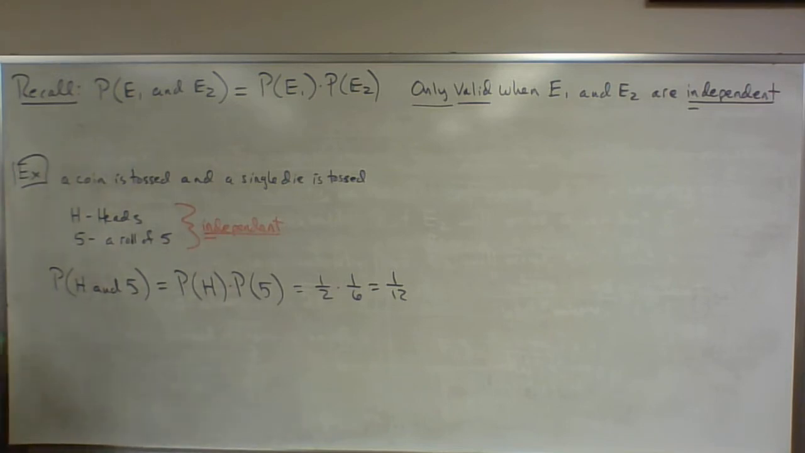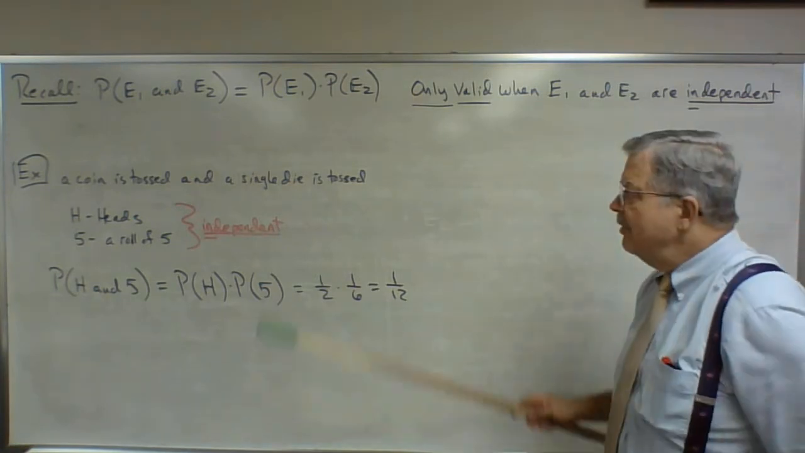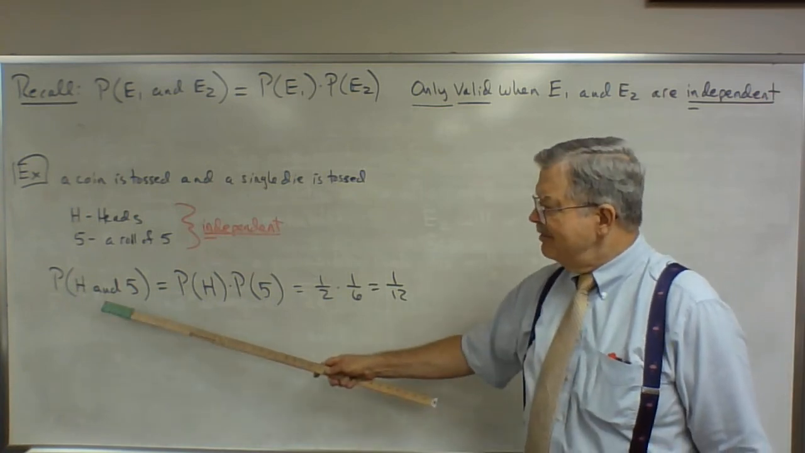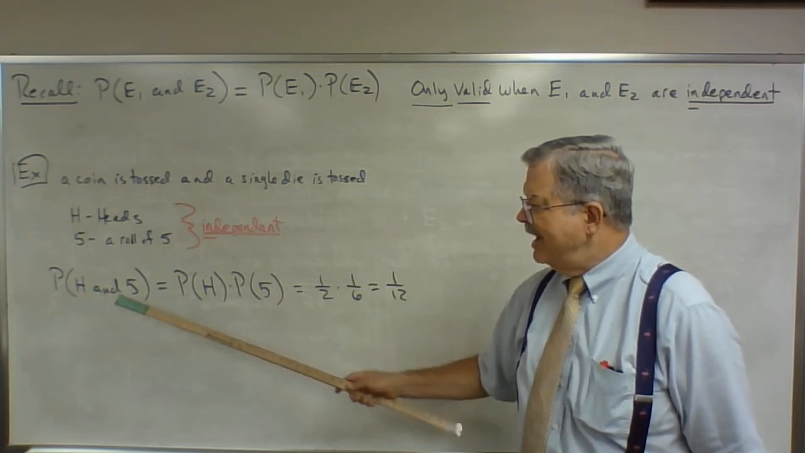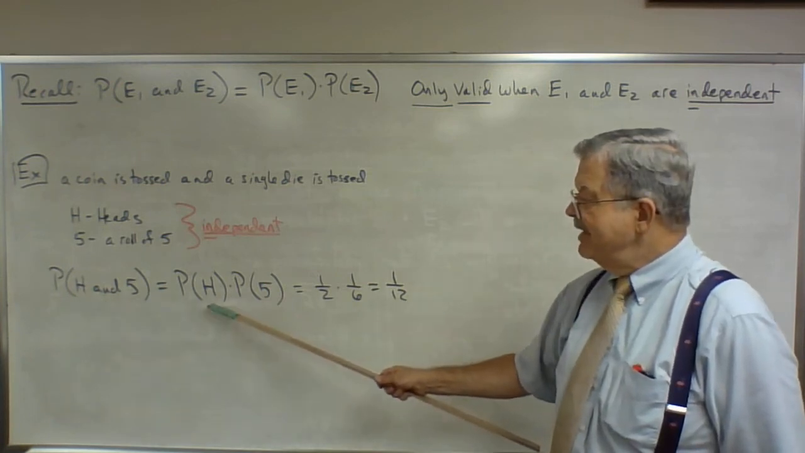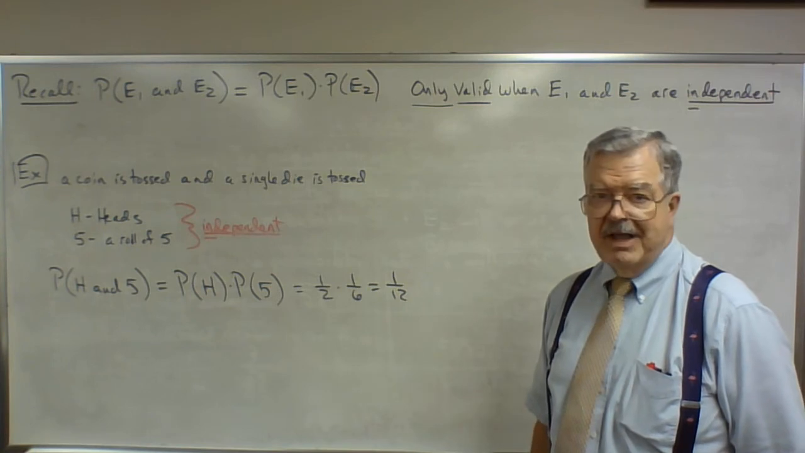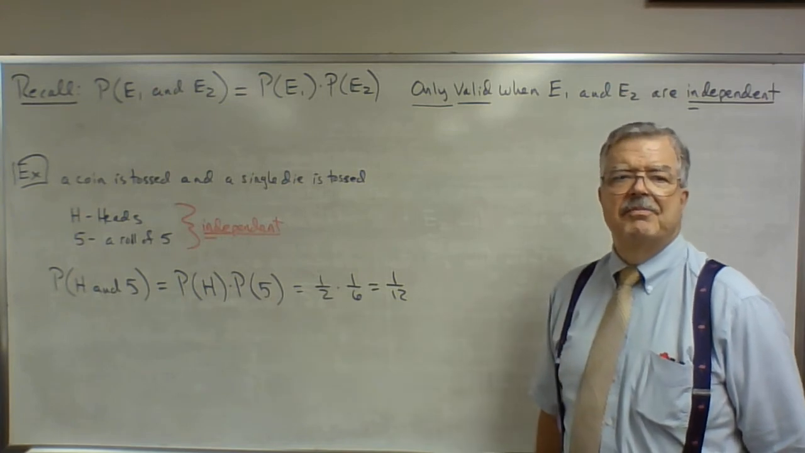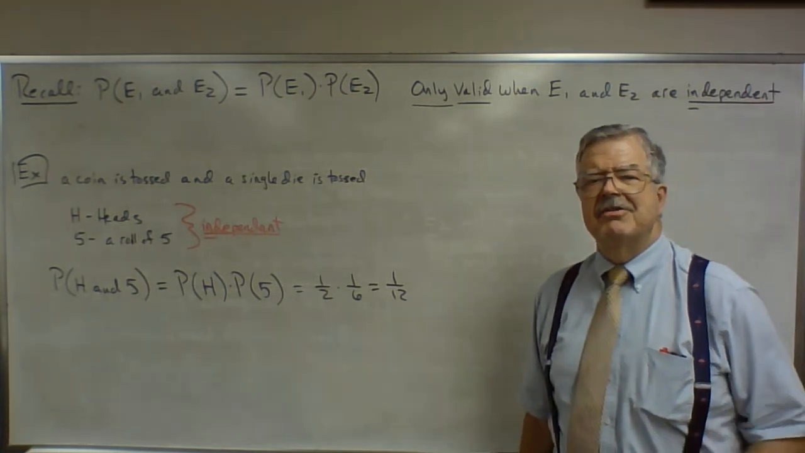What happens to the coin in no way affects what happens to the die. What happens to the die in no way affects what happens to the coin. So these two things are independent, and we were absolutely right to use the formula that the probability of getting heads and 5 is equal to the probability of getting heads times the probability of getting 5. So we were justified in using this formula because the events were independent. I just hadn't said anything about independence at that time.